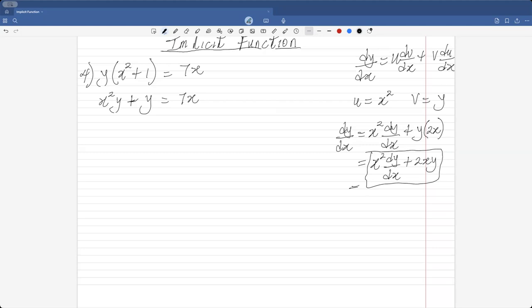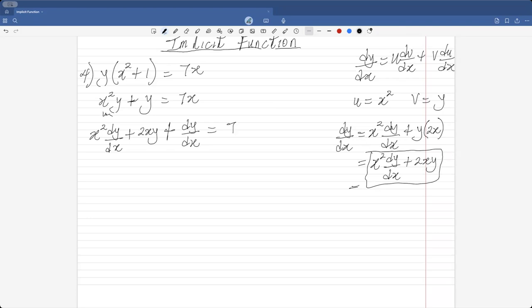So let's put these into this position here. So we have x squared dy/dx plus 2xy, plus, what is the derivative of y? Of course, it is dy/dx, equals, what is the derivative of 7x? It's nothing but 7.